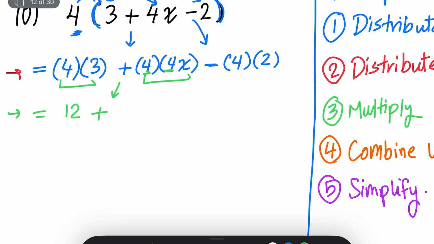So 4 times 4 is 16. Both of them are positive. Normally they will go down. The x, we'll write it down as it is. Don't forget the variable. The variable is our friend and we never leave a friend behind. Drag down the subtraction or the negative sign. Now 4 times 2 is 8. Just write it down as it is. Now I'm done with the multiplication step.